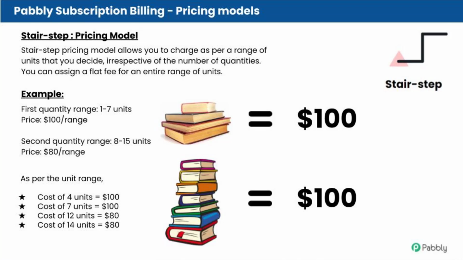Now, let the customer choose 4 units or 7 units. He will be charged the same flat fee, that is $100. Now, as soon as he enters another range, that is from 8 to 15 units, let's say if he orders 12 units, then he will be charged a flat fee of $80.